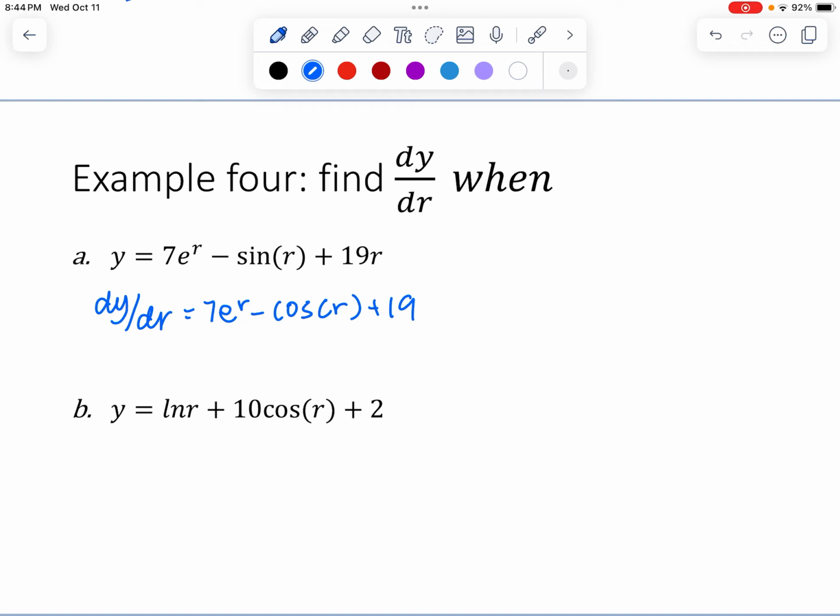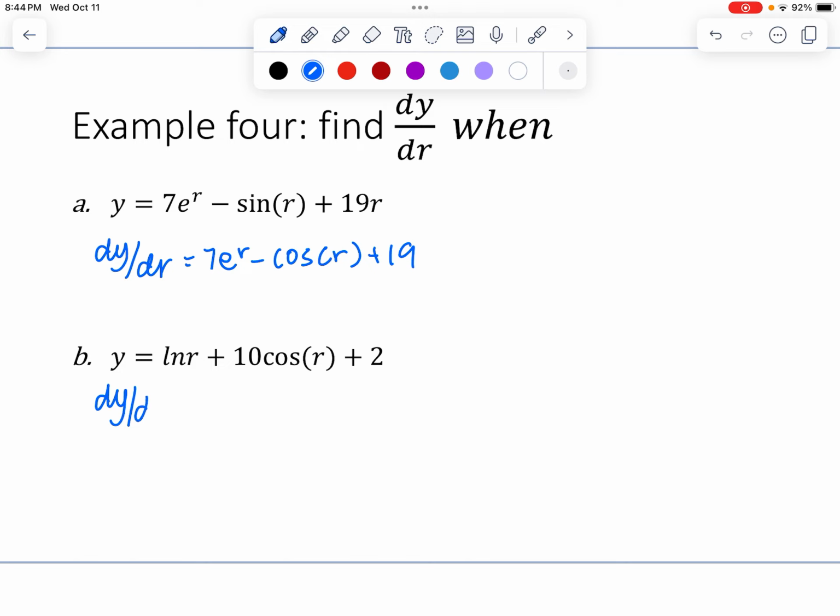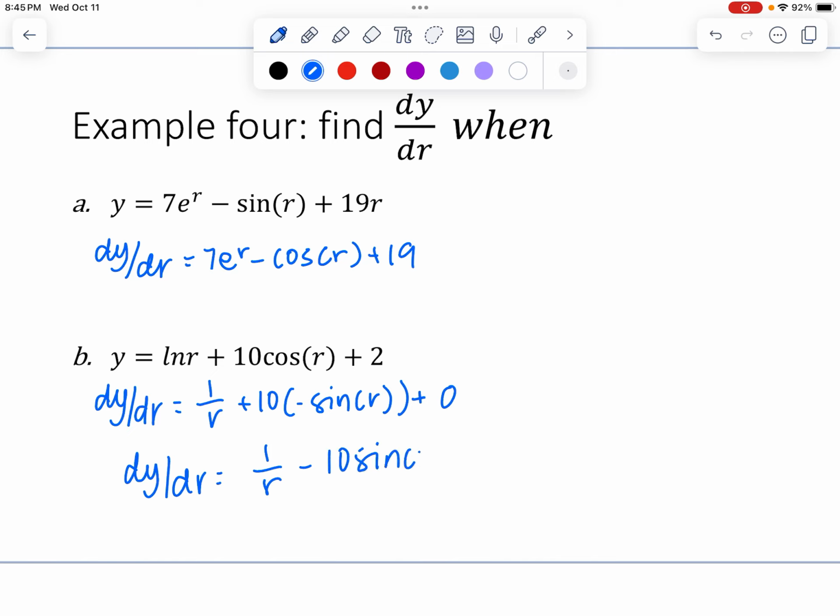Good. Okay, last one. Again, the derivative of the natural log of r, just a different variable, but it's just 1 over r. And then the derivative of cosine is negative sine of r, so we're going to have to simplify that. And then the derivative of 2 is 0. So the derivative with respect to r is 1 over r minus 10 sine of r.